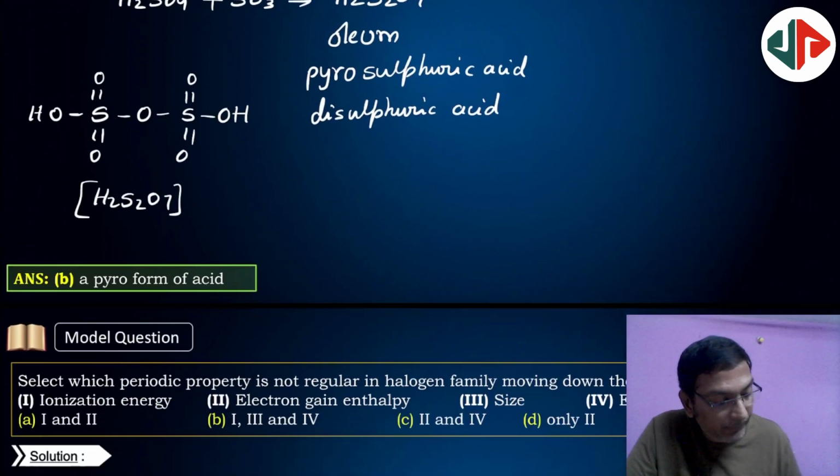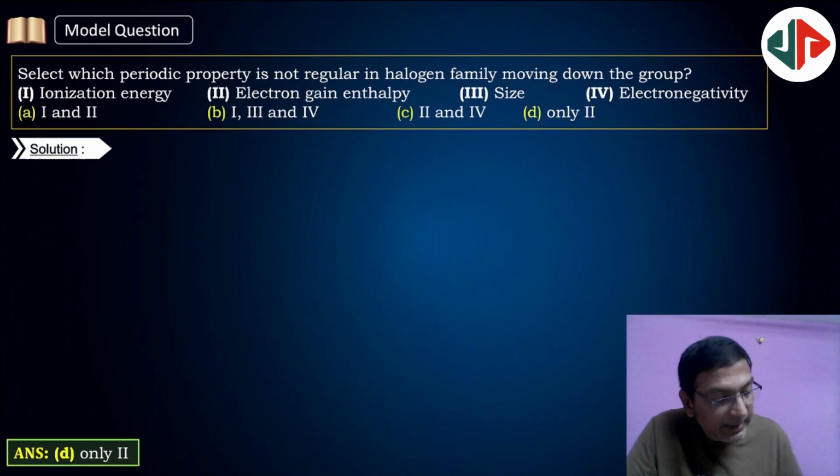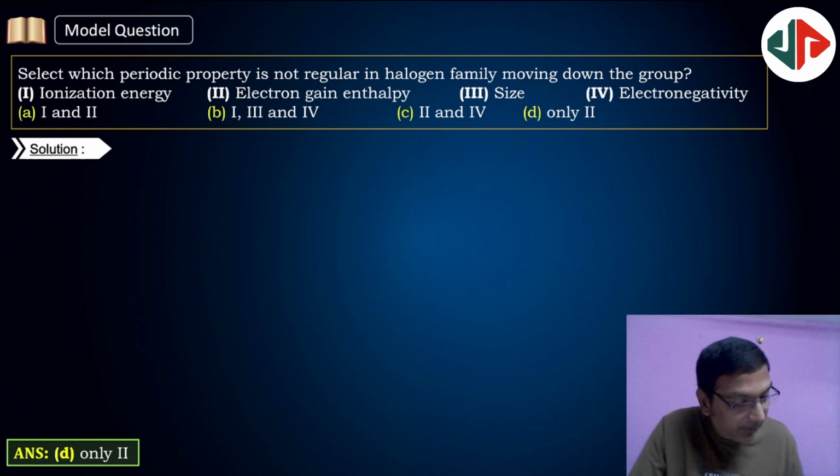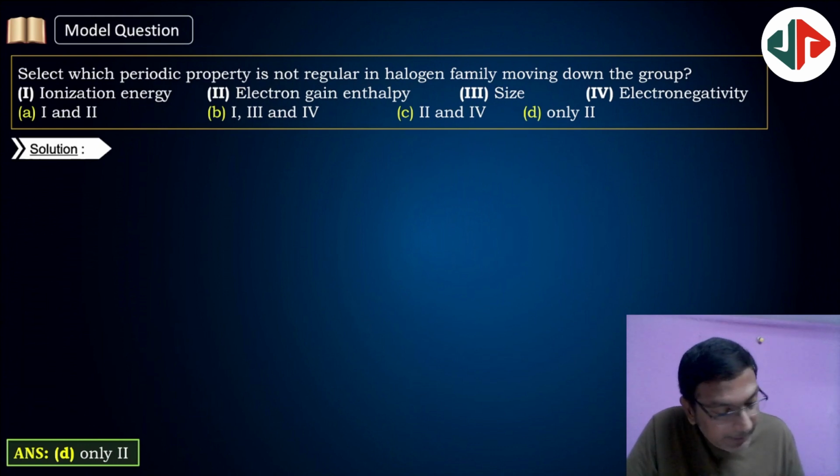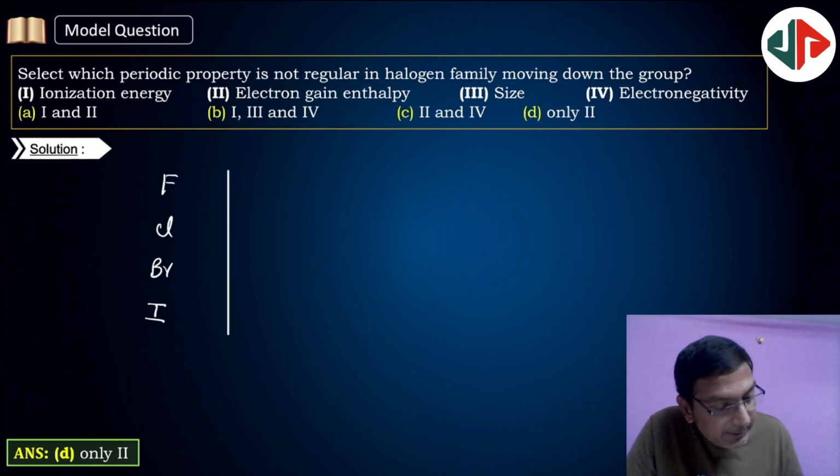Next. Select the periodic property not regular in halogen family on moving down the group. So down the group, ionization energy, halogen family F, Cl, Br and I. So ionization energy in this order, that is regular.